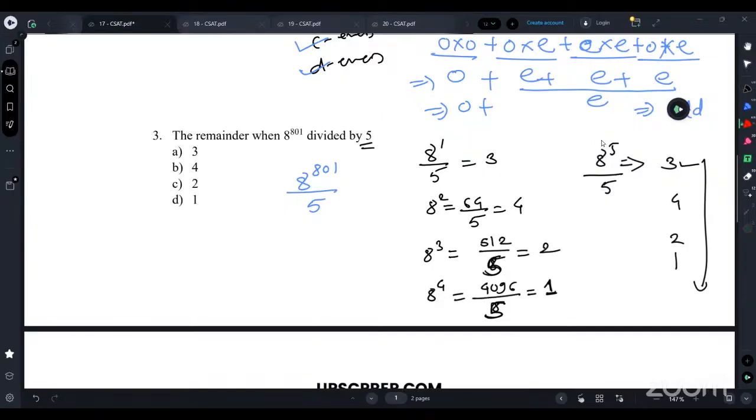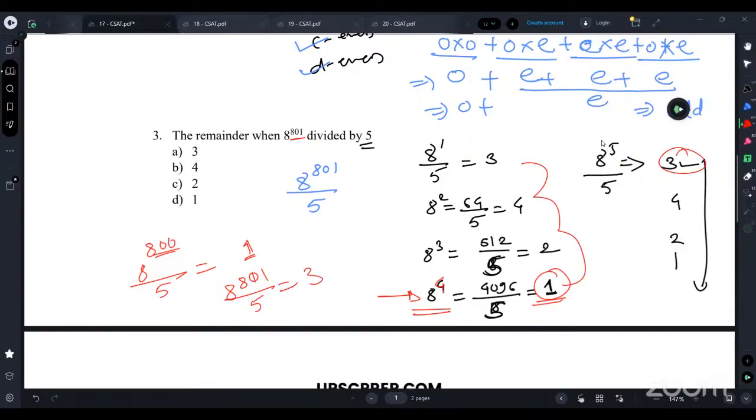Now, all the powers which are divisible by 4 will have a remainder of 1. See now, what is the power close to 801 which is divisible by 4? 800, right? So if I divide 8 raised to 800 by 5, since 800 is divisible by 4, it will give us a remainder of 1. But if I go to the next power, 8 raised to 801 divided by 5, it will again give a remainder of 3, because the 3, 4, 2, 1 cycle will always follow. So in this case, your answer would be option A.